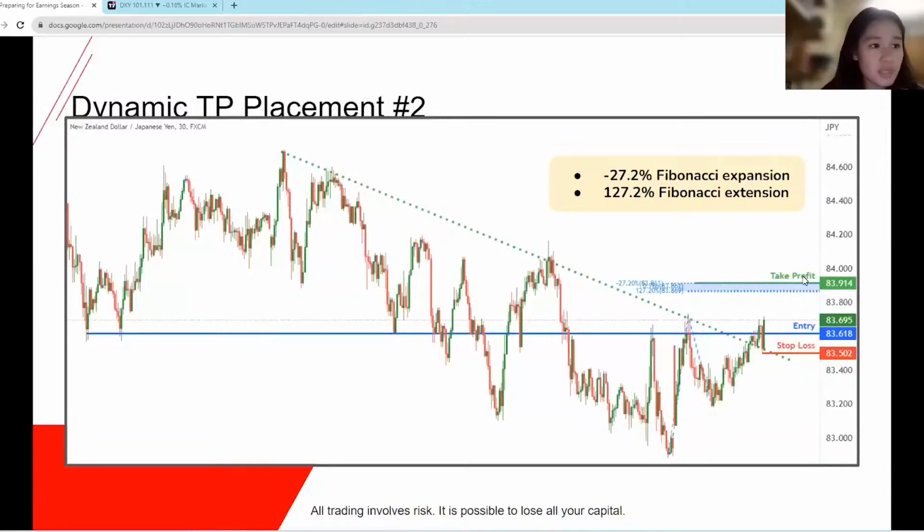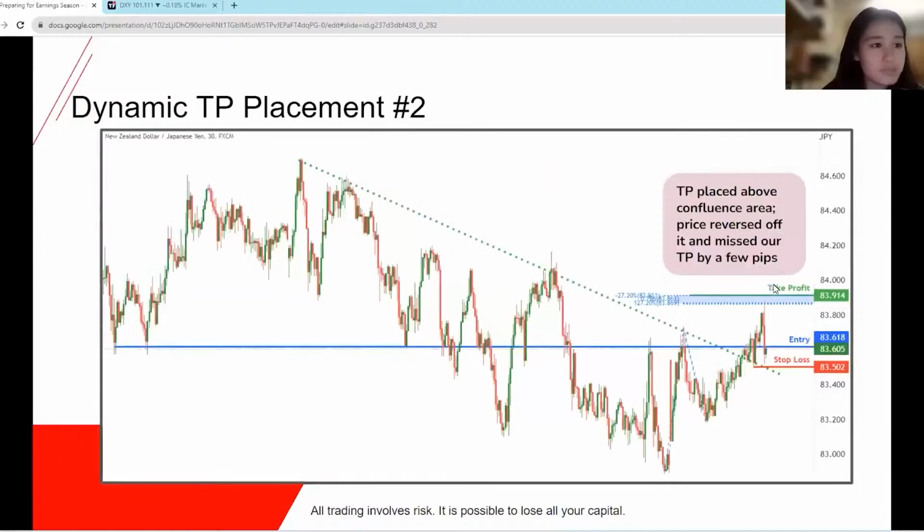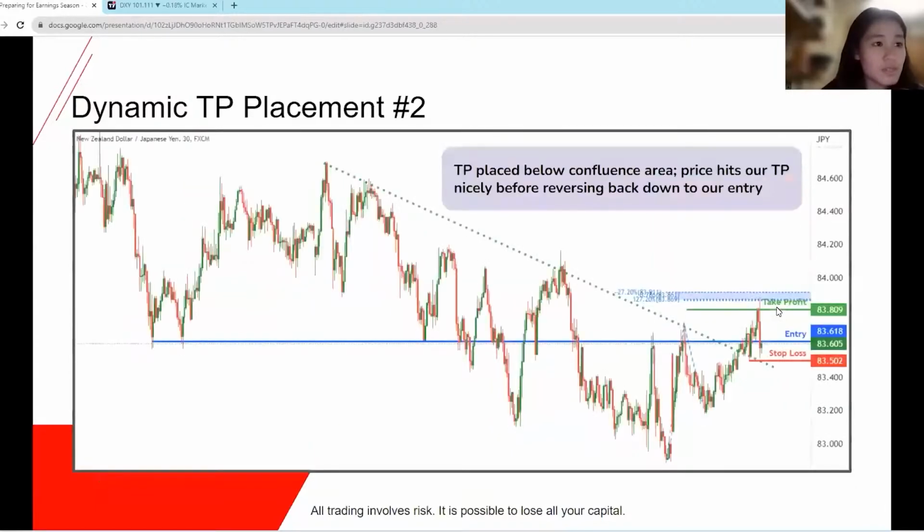But in this case, we placed our take profit before the confluence area. And you can see it reversed off and it missed our take profit by a couple of pips. It did exactly what we expected it to do, but it reversed off because of the strong resistance area over here. So in this example, we place the take profit under it, or below the confluence area. And you can see price hits our take profit nicely before reversing back down to our entry.